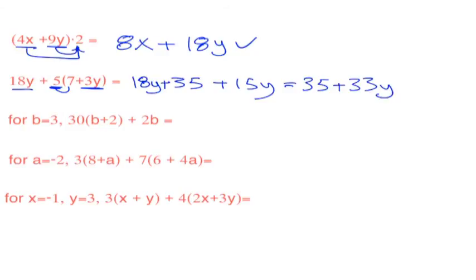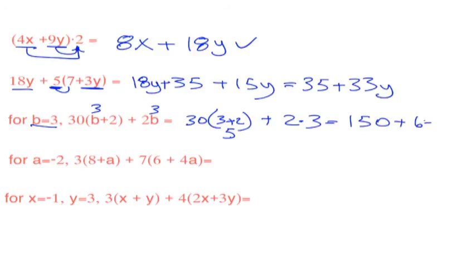Now we're going to change things up a little bit, and we're going to start having a value for our variable. This one we start off with b is equal to 3. So we're going to substitute a 3 in for b in both places. And we're going to do what's in the parentheses first. So this gives me 30 times 3 plus 2 plus 2 times 3. Well, 3 plus 2 is 5. 5 times 30 is 150. Plus 2 times 3 is 6 is equal to 156.